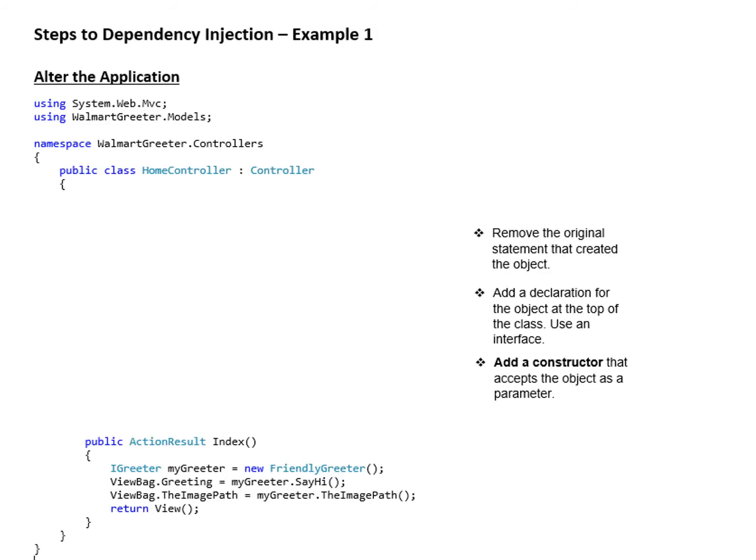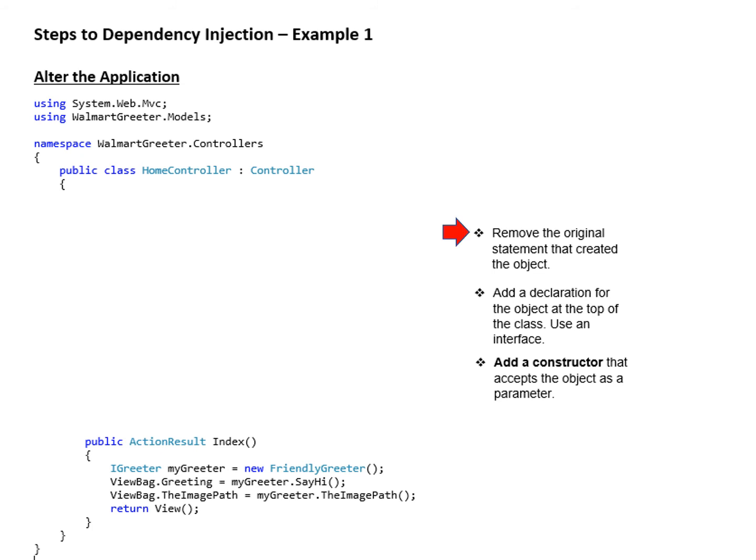So this first example here is the actual application that we've been talking about, the Walmart greeter application. So let's go through these 3 steps over to the right. Here are our first 3 steps that we need to do in order to accomplish dependency injection. These are the 3 steps that involve changing the code within a previously existing application.